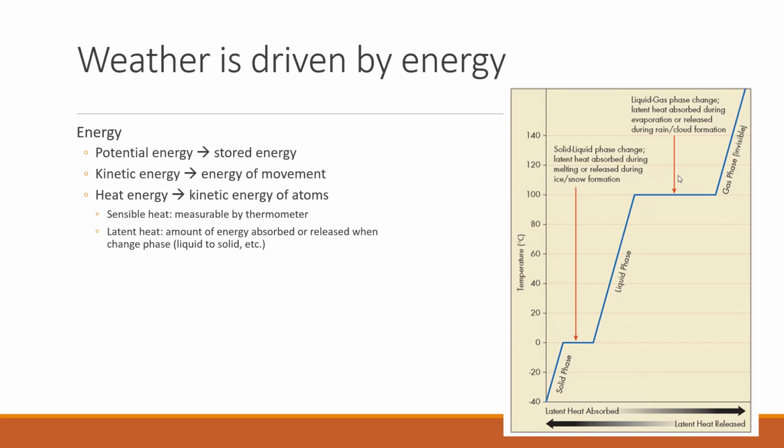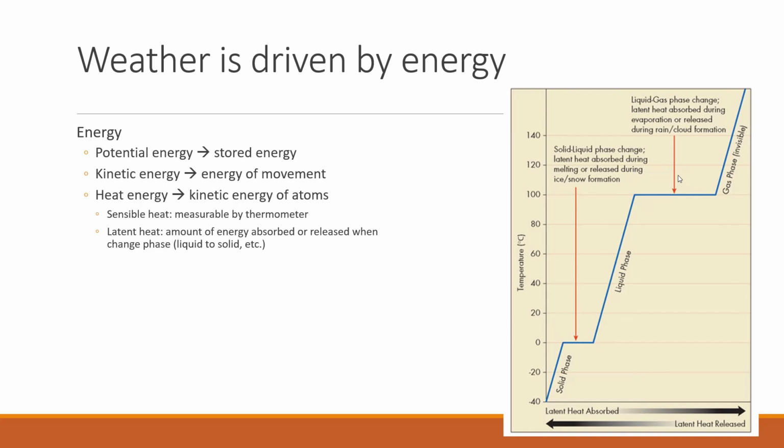Latent heat is the amount of heat that gets absorbed or released when we change phases. So phases is the state of matter. We have 4 phases: solid, liquid, gas, and plasma. We don't really talk about the 4th one when it comes to weather. So anytime we go from a high energy phase to a low energy phase, we are going to release heat. We are going to be cooling. Anytime we go from a low energy phase to a high energy phase, we have to absorb heat. We're going to a higher, hotter state.